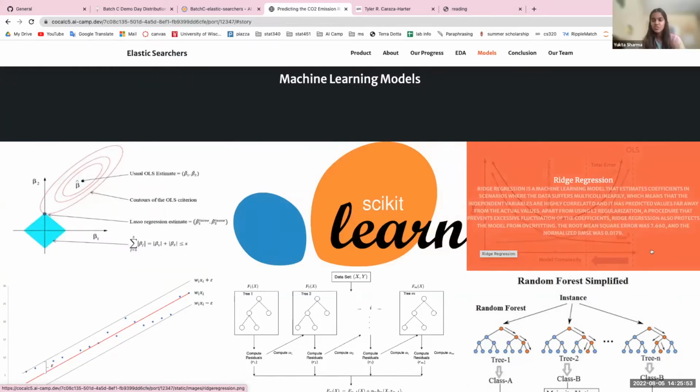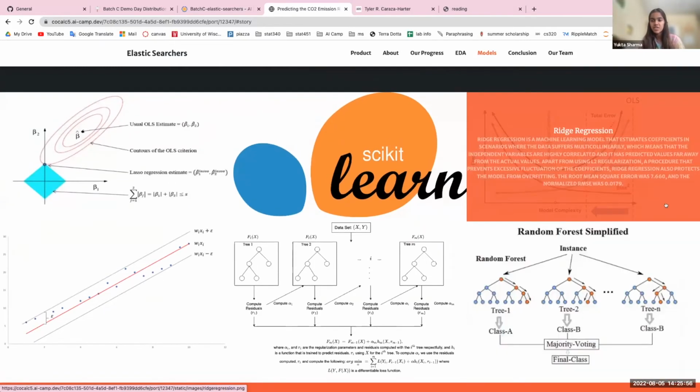Next is ridge regression, which is a machine learning model that estimates coefficients in scenarios where the data suffers multicollinearity, which means that the independent variables are highly correlated with one another and the predicted values are far apart from the actual values. The model uses L2 regularization, which is a procedure that prevents excessive fluctuation of the coefficients. And the model also protects the data from overfitting. The root mean square error was 7.660, and the normalized RMSE was 0.0179.